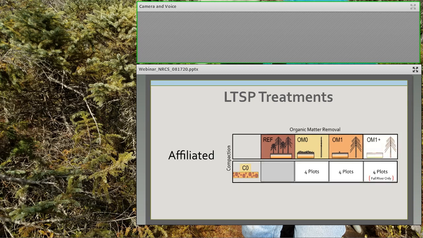The affiliated sites include part of the core factorial design. We sampled 4 plot replications of 2 or 3 levels of organic matter removal, all with a low level of compaction. At the affiliated sites that we sampled, OM0 is still bowl-only removal, OM1 is whole tree removal, and OM1 plus is whole tree removal with the addition of the removal of coarse woody debris. Similarly to the core sites, in addition to our treatment plots, we also sampled an uncut stand, which could be used as a reference baseline.